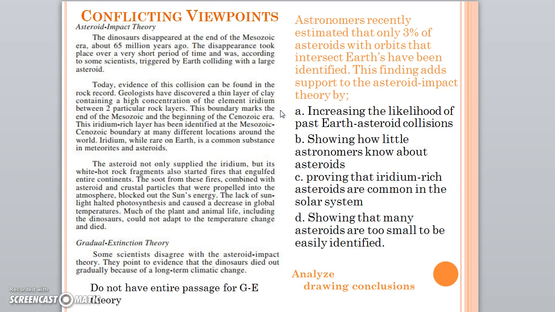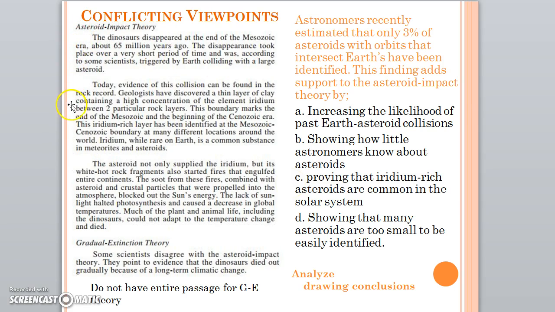A: Increasing the likelihood of past Earth asteroid collisions, so that's support. B: Showing how little astronomers know, that is not support, zap. C: Providing that iridium-rich asteroids are common, that might be supporting. D: Showing that many asteroids are too small, that is not supporting, zap. Now we should read.